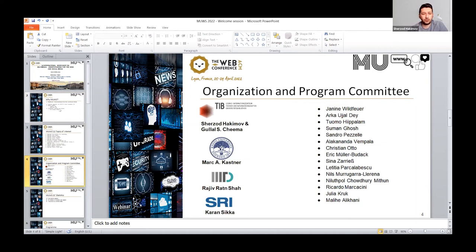And this is how we managed to put this program and workshop together, with the help of our organization and program committee. My name is Sherzod Hakimov. My colleague here is Gullal Singh Cheema. We have Marc Kastner from Kyoto University, Rajiv Ratan Shah from Delhi, and Karan Sikka from SRI in Princeton. On the right side, you can see our great program committee, who worked really well to provide good quality reviews to ensure the quality of our workshop.